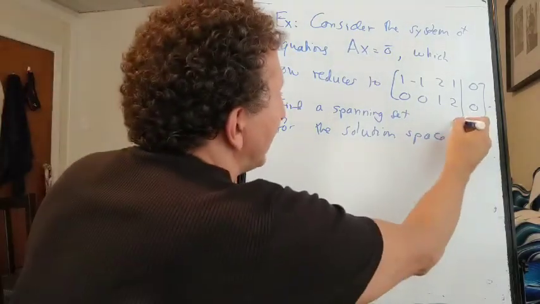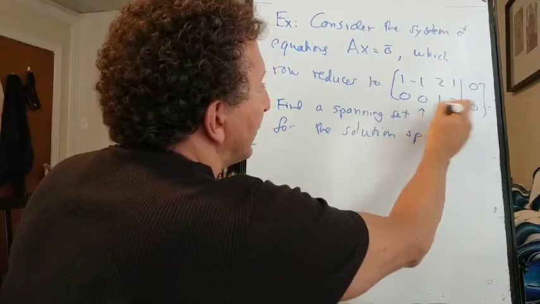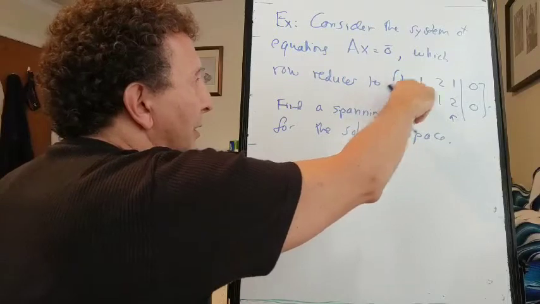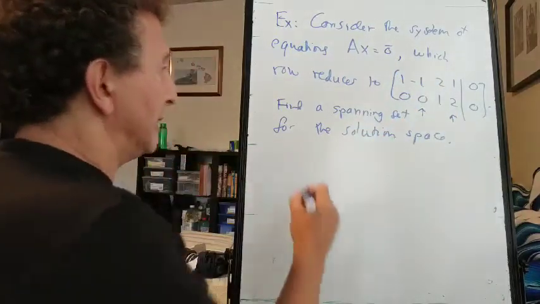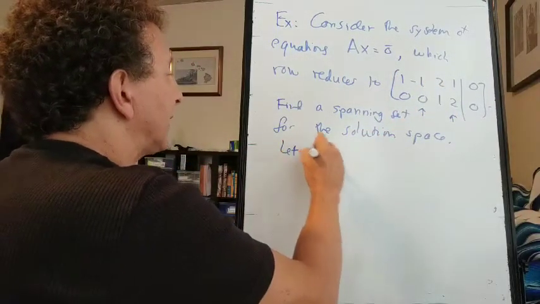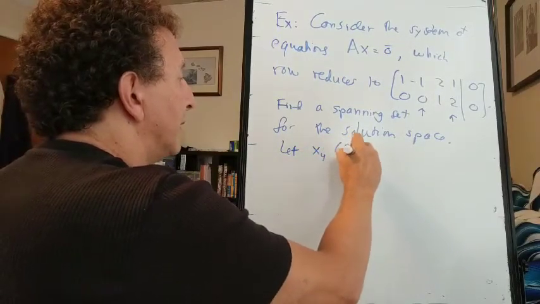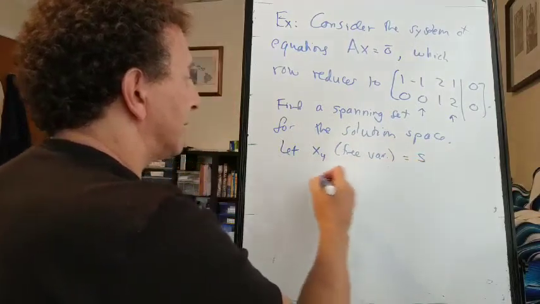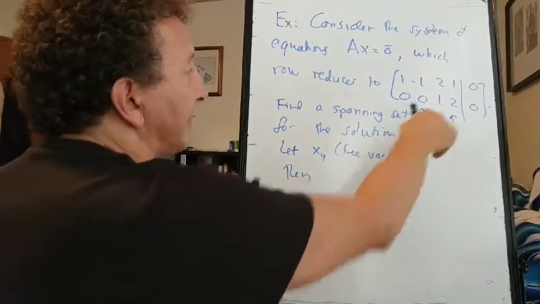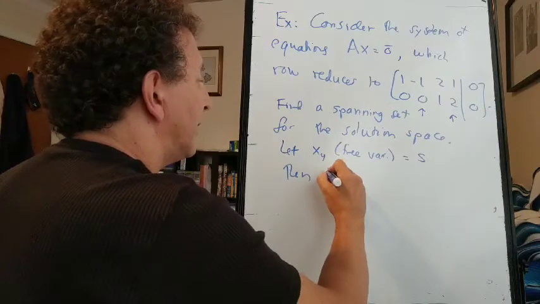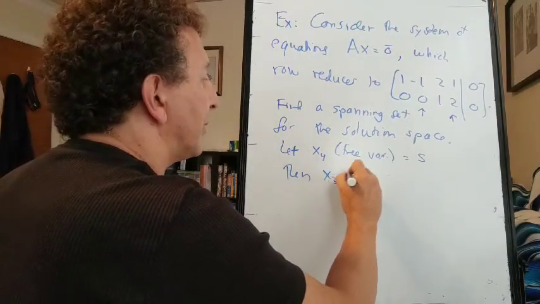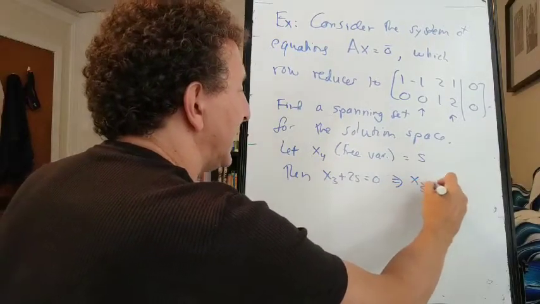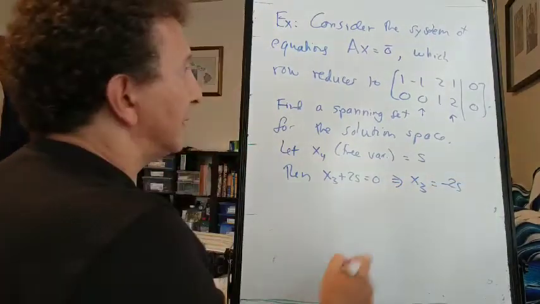So we've got free variables x4 and x2, because the leading ones happen in columns 1 and 3. So the other variables are free. So let's let x4, which is a free variable, be s. And if that's s, then we can solve this equation. x3 plus 2s equals 0 implies that x3 equals negative 2s.